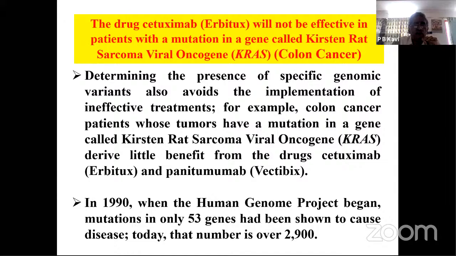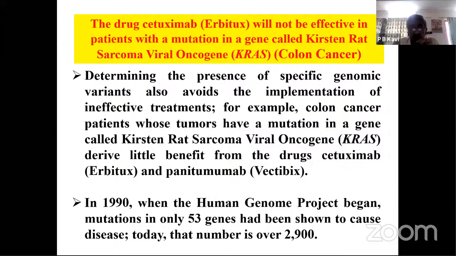Similarly, cetuximab will not be effective in patients with a mutation in a gene called KRAS, that is Kirsten rat sarcoma viral oncogene. That affects colon cancer. Determining the presence of a specific genomic variation is very, very important. For example, colon cancer patients whose tumors have a mutation in the Kirsten rat sarcoma viral oncogene derive very little benefit from the drug cetuximab and also panitumumab. These two are very, very important drugs for patients suffering from colon cancer. So if this variation is not there in this particular colon cancer, these drugs will not work.